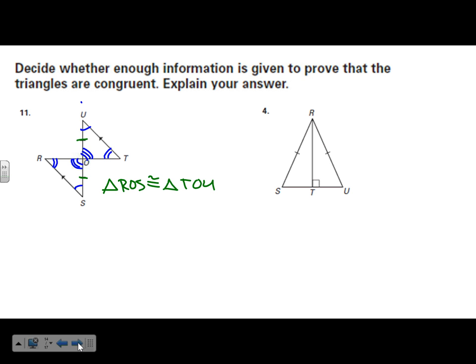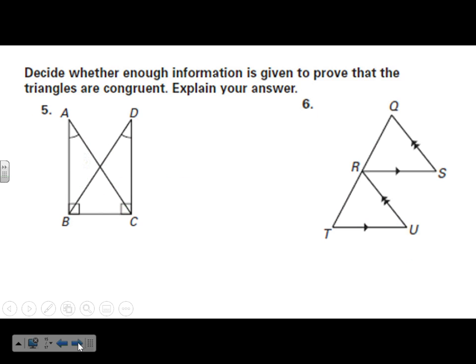It all depends on what you look at. You could use angle, angle, side, or angle, side, angle. It all depends on which angles you want to use. This one, we do have a right angle. We know the hypotenuse is congruent, and this is the reflexive property. So that one definitely is. Triangle RST is congruent to triangle RUT by hypotenuse leg, since it's a right triangle, the hypotenuse and the leg.